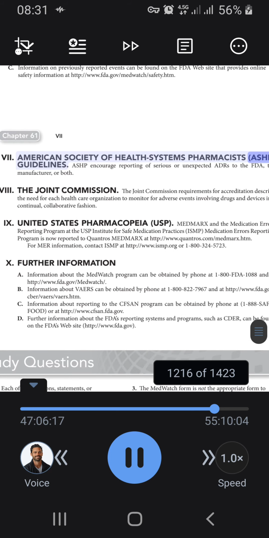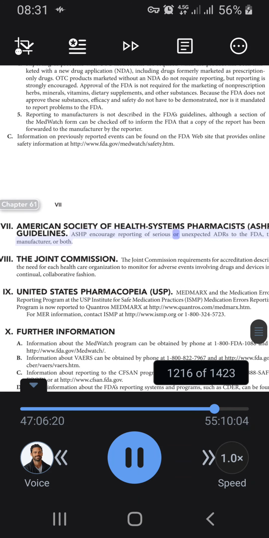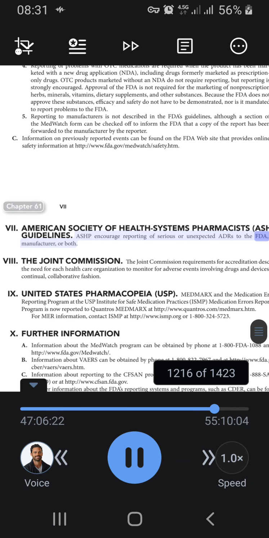ASHP Guidelines. The American Society of Health-System Pharmacists, ASHP, encourages reporting of serious or unexpected ADRs to the FDA.